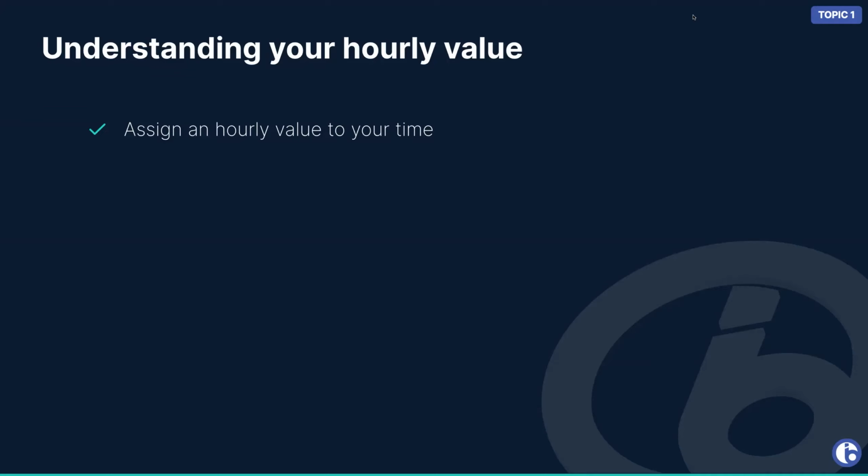So the salient question you're going to have here is, well, Ben, okay, it's all very well and good you saying assign an hourly value to your time, but what is that hourly value? Okay, is it £10 an hour? Is it £100 an hour? Is it £1,000 an hour? Okay, so there's a few factors that I want you to consider when we're looking at assigning an hourly value to your time. Okay, the first way that you can do this is consider your industry experience.